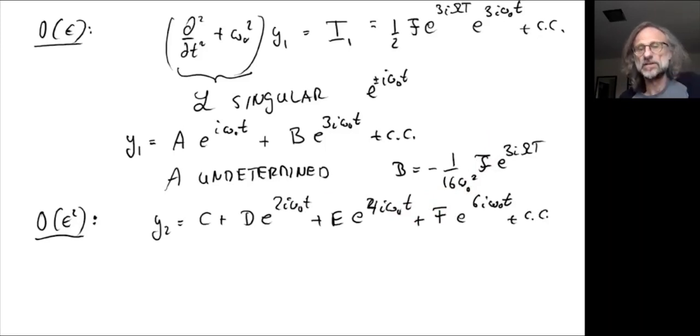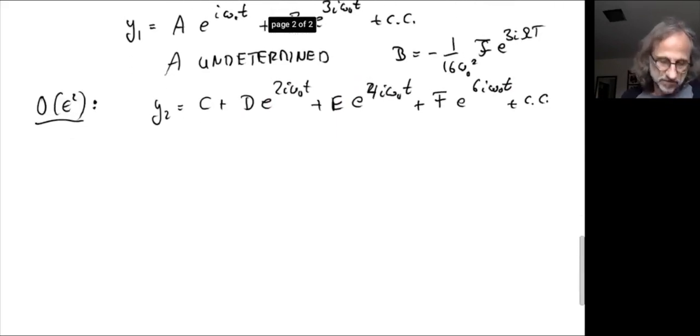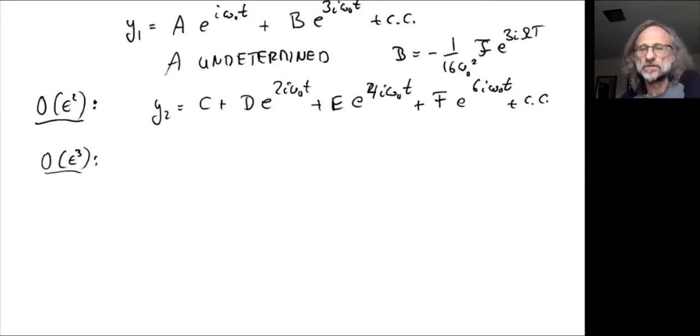There's no solvability condition that arises because L is only singular with respect to frequency plus and minus 1, and these are all not 1. And so you can calculate what these are. I'm not going to write it out. Again, you can find that in the notes. But let's look at what happens at order epsilon cubed.